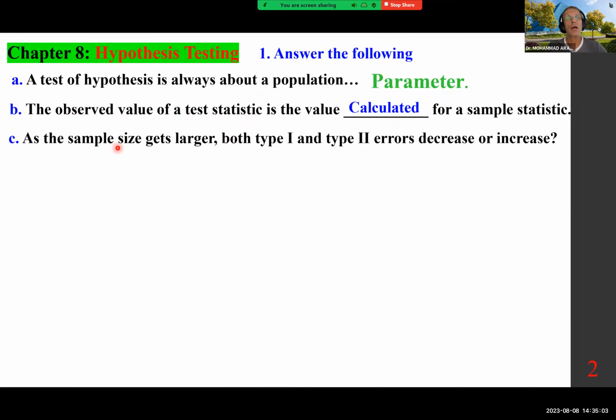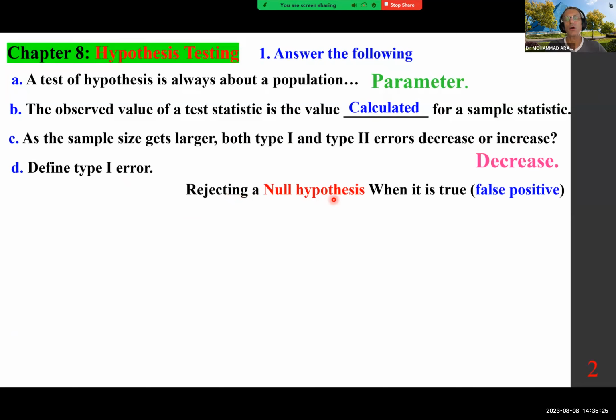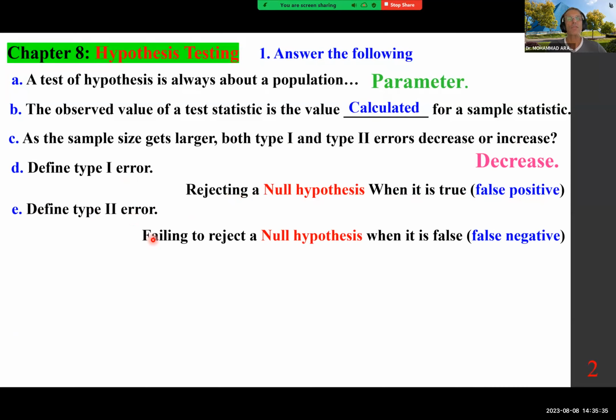As the sample size gets larger, both type 1 and type 2 errors decrease or increase? They decrease. Define type 1 error: rejecting a null hypothesis when it's true, also known as a false positive. What about type 2 error? Failing to reject a null hypothesis when it's false, known as a false negative.